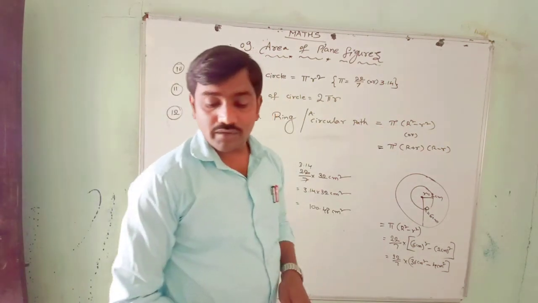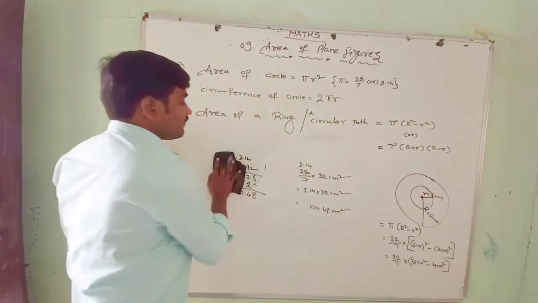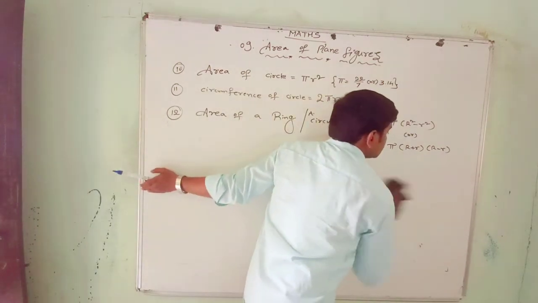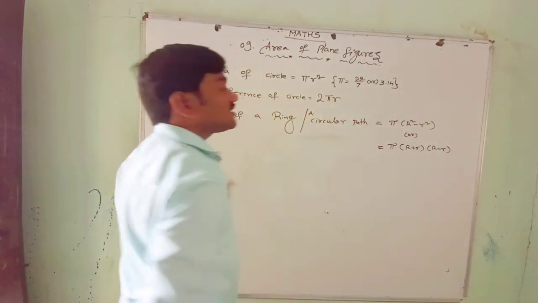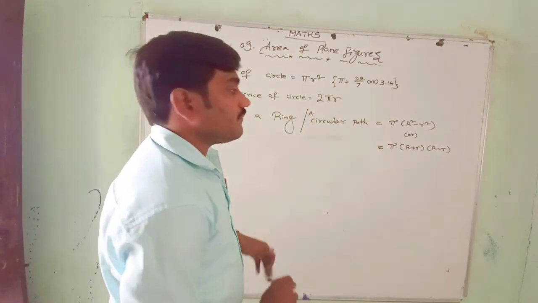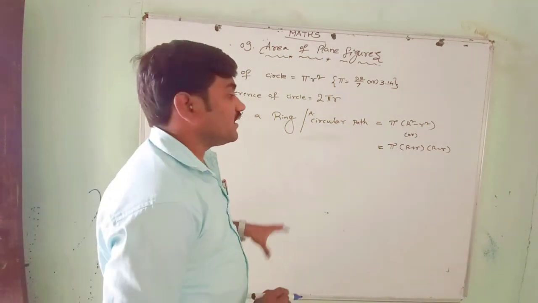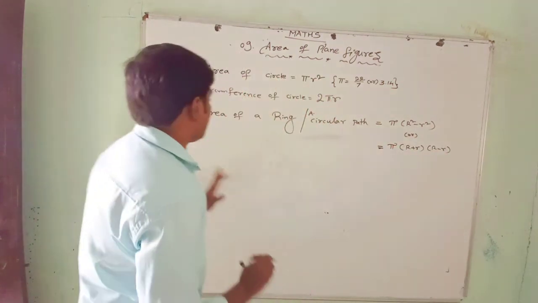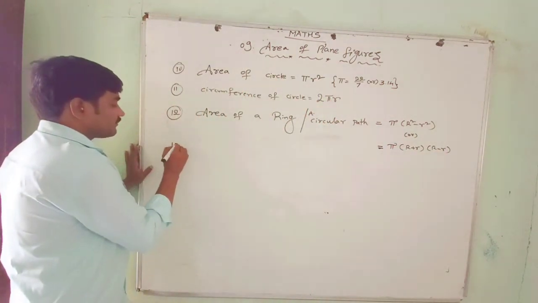Capital R is the radius of the outer circle and small r is the radius of the inner circle. So remember, the capital R is the radius of the outer circle and the small r is the radius of the inner circle. You can also use this formula or this formula. Any one formula can be applied. So you get the same answer there.